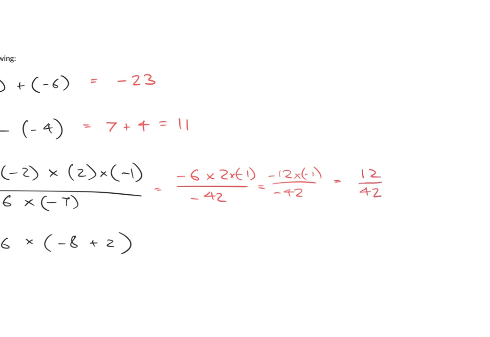The question doesn't ask you to simplify, so you are welcome to leave that. I should leave the negative, sorry, at the bottom there. 12 over negative 42. You can put the negative outside. You could even put it onto the numerator if you wanted to. All of those answers would be correct.